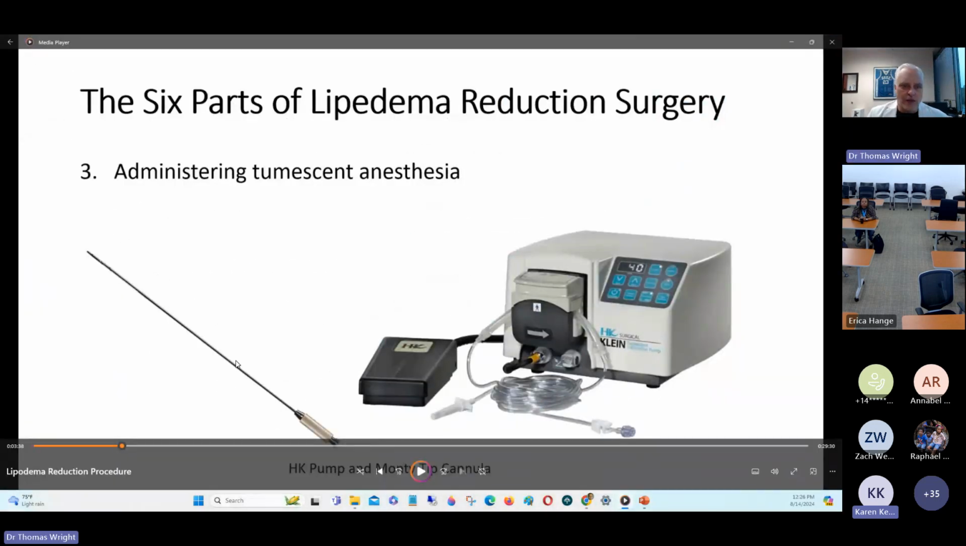Okay, so I briefly went over the 6 parts of the lipedema reduction surgery. And so again, tumescence, just like in cosmetic liposuction, is very important. We want to have a very generous tumescence, because that also has some protection to lymphatic structures.